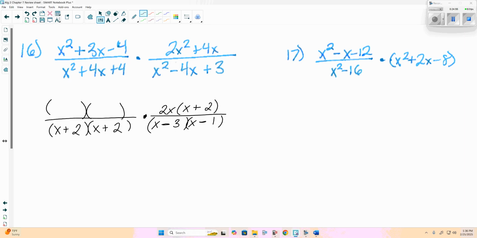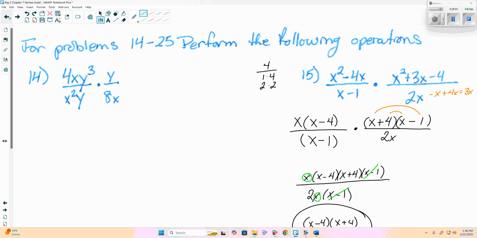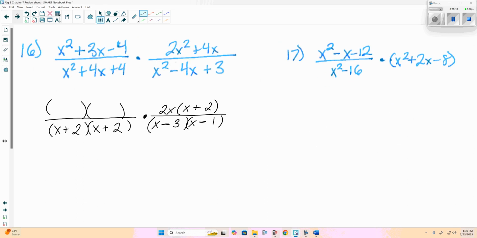x squared plus 3x minus 4. We need to factor it, yes? Right there. It's x plus 4 and x minus 1. Well, we factored it in problem 15. I was looking at them before. So if it factors and we've done it before, we can just copy it back over.